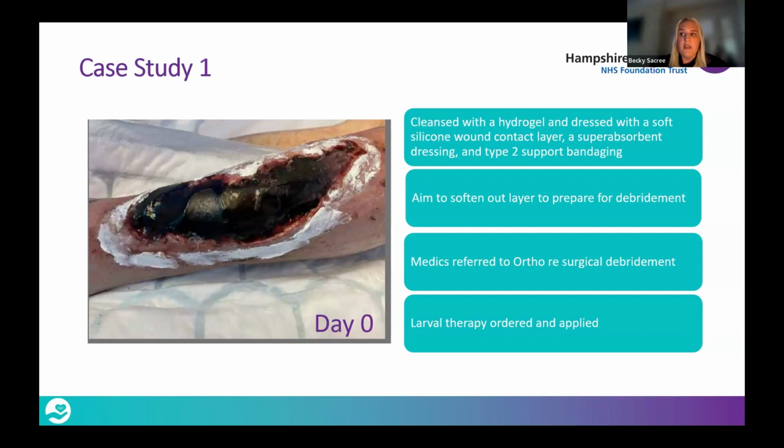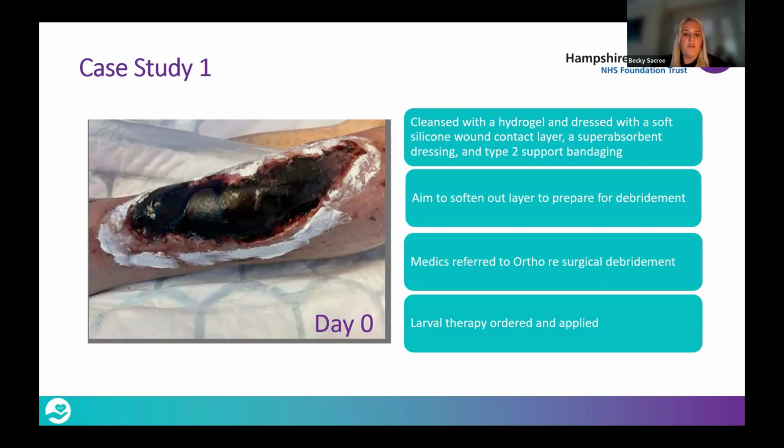She was delighted to learn that she would not have to be transferred to the other hospital and obviously have the surgery. We commenced treatment to prepare the outer layer for larval therapy the next day. This involved using a hydrogel and applying a soft silicone wound contact layer, along with a superabsorbent pad and type 2 support bandaging. Larval therapy was prescribed, ordered, and applied 24 hours later.